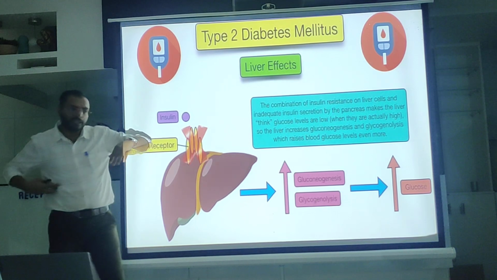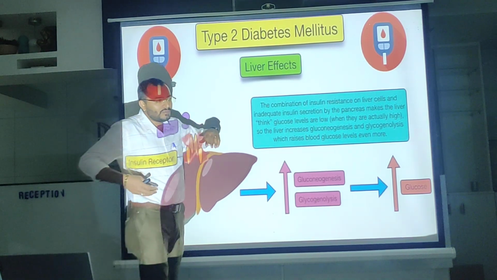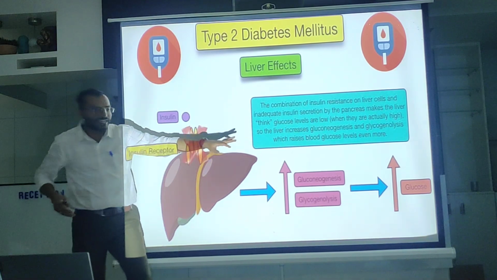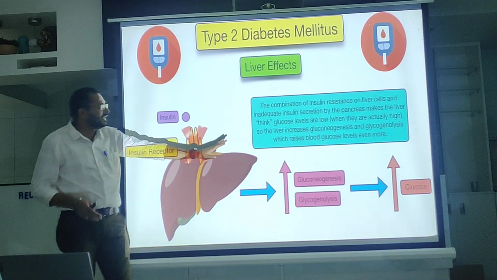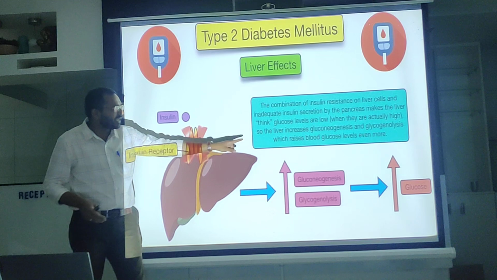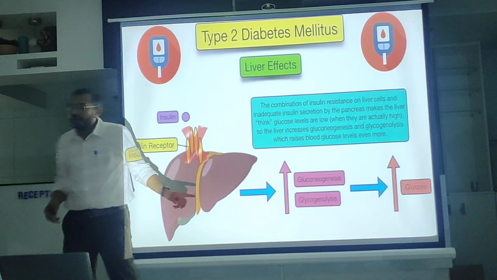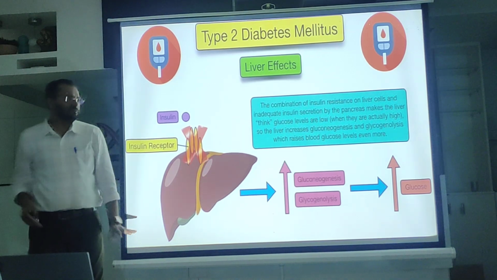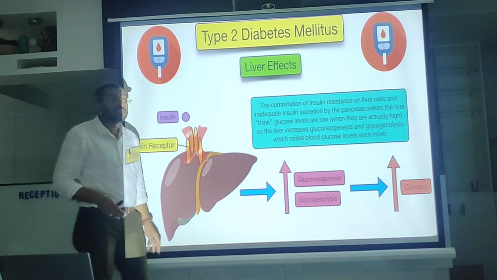What rubric can we think of? Fear of poverty, although we are prosperous. Are you getting me? Okay, so from that you can directly reach the remedy. So the liver increases gluconeogenesis and glycogenolysis, which raises the blood glucose level even more. So in spite of giving medicine, sugar cannot come down.